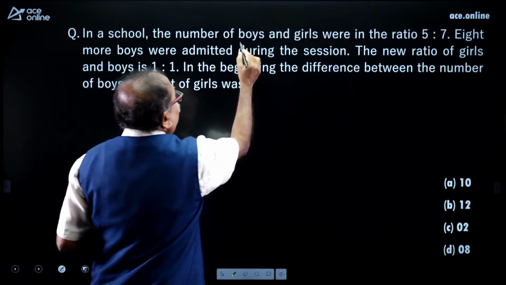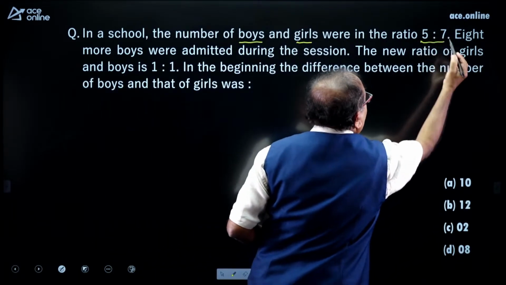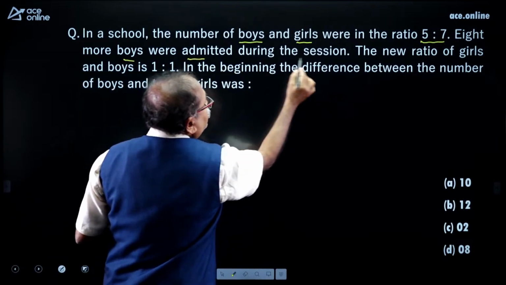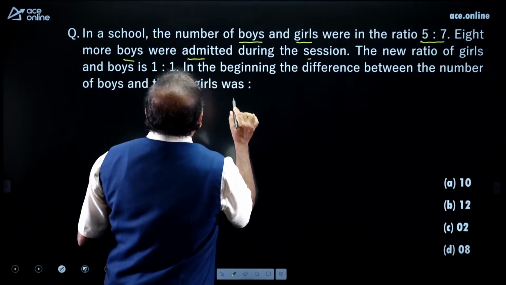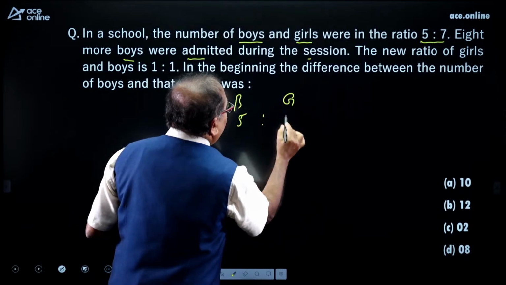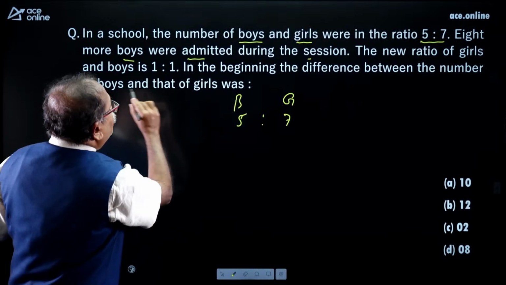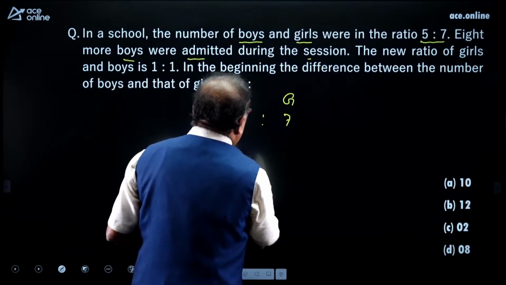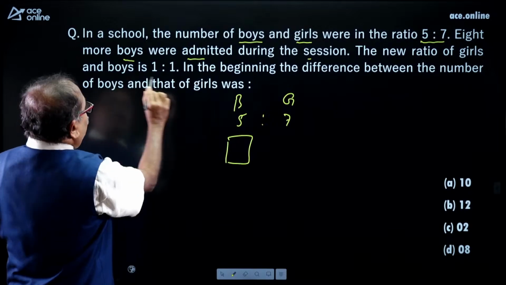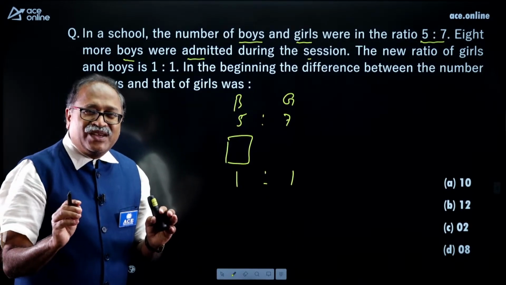In a school, the number of boys and girls are in the ratio of 5:7. Okay, 8 more boys are admitted during the season. So boys to girls, I'm sure you know the trick to answer this question. A few boys are admitted during the season, so a few boys are added over here. Right? The ratio becomes 1:1. It's so simple, my dear friends.